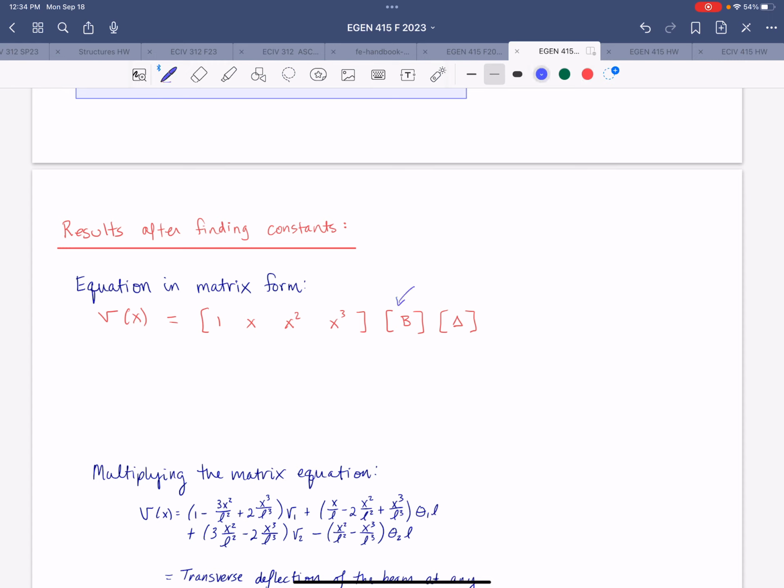So this capital B is your constant matrix, which will always be square. And then this is your column vector. So I'm going to expand both of those below. So first up, that constant matrix. We'll have 1 over L cubed in front.